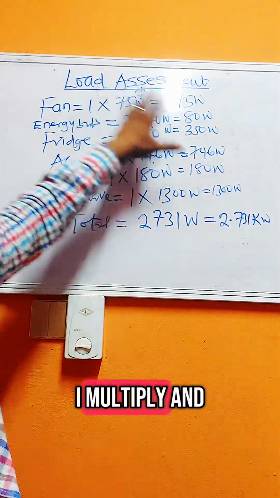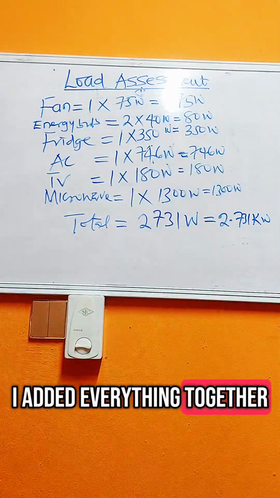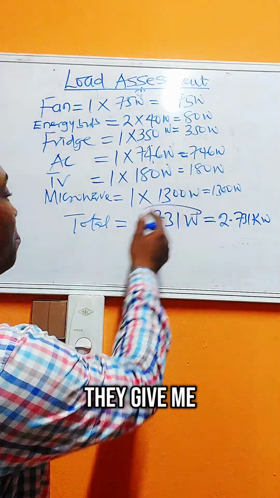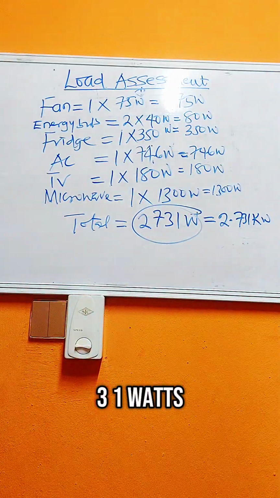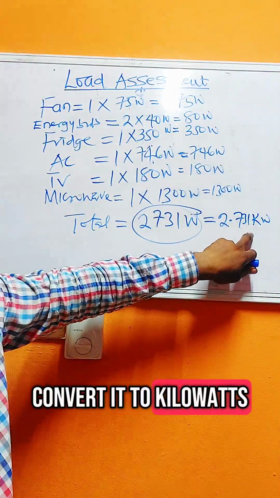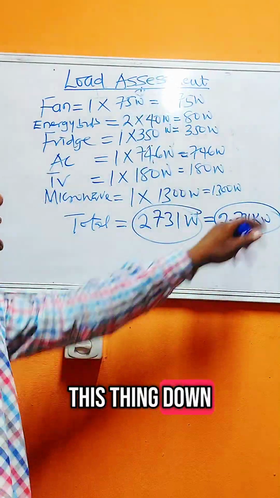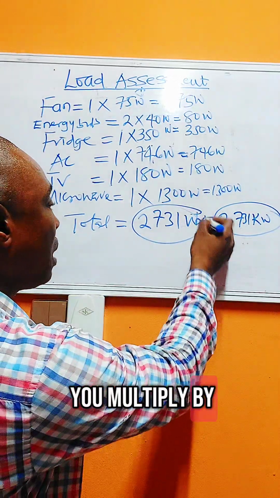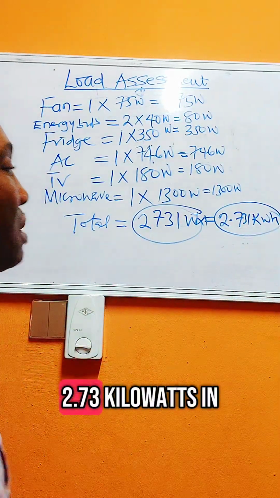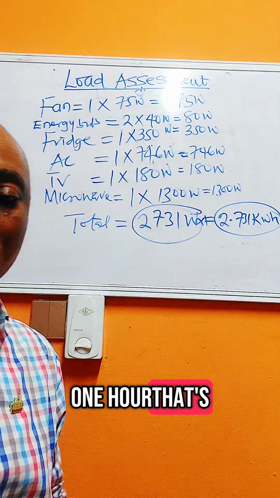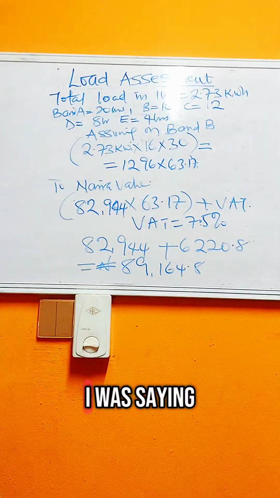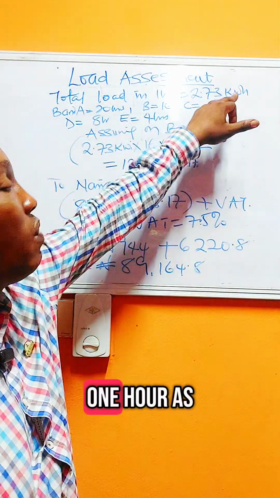So I multiplied and added everything together, and this is everything they gave me: 2731 watts. When I convert it to kilowatts, this is what I'll be consuming at maximum in case I run all of this in 1 hour. Multiplied by 1 hour, that is 2.73 kilowatt-hours. That's my consumption for 1 hour.